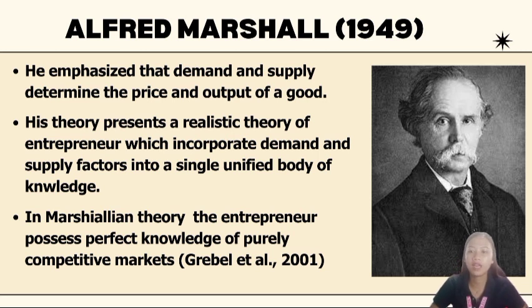So according to Alfred Marshall of 1949, he emphasized that demand and supply determine the price and output of a good. He is saying that the price and quantity of a good are determined by how much people want it or demand it and how much of it is available, the supply. So, Alfred's theories present a realistic theory of entrepreneur which incorporates demand and supply factors into a single unified body of knowledge. And it combines these ideas about demand and supply into one comprehensive understanding.